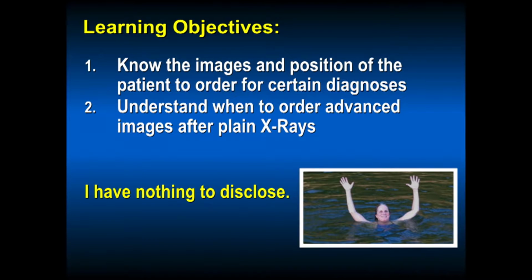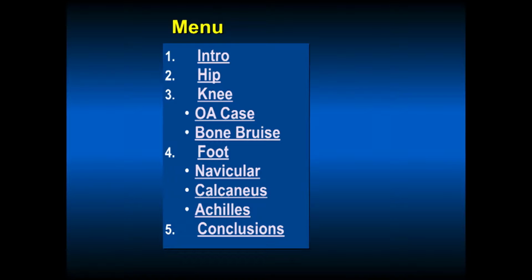The learning objectives: know the images and position of the patient to order for certain diagnoses. Understand when to order advanced imaging after plain X-rays. I have no disclosures. These are the different sections of this talk. Introduction. We'll do lower extremity starting at the hip and going all the way down to the foot, and then conclusions.